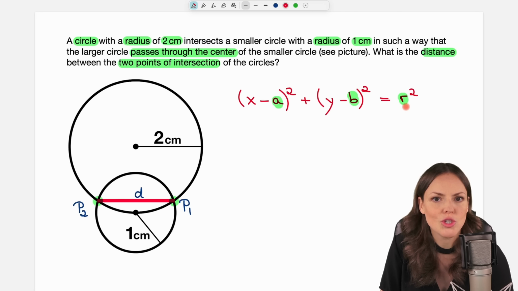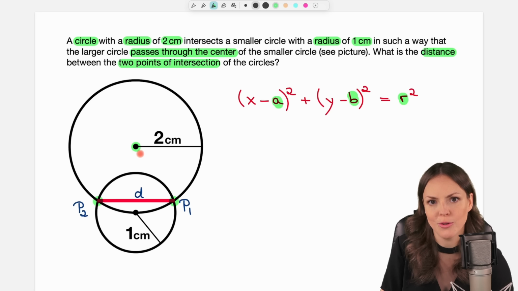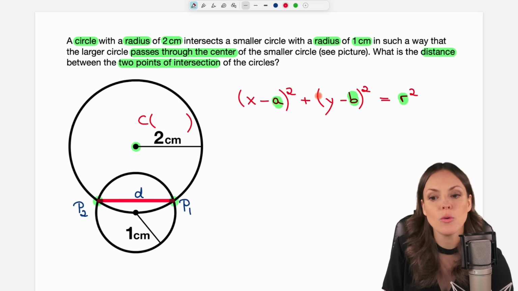r is the easiest. It's just the radius of my circle, and a and b belong to the center of my circle. So if I call this center C, this point C has these coordinates: a as the x-coordinate and b as the y-coordinate. So a and b always belong to the center of my circle. To find coordinates, we first of all need a coordinate system. We don't have any yet, so maybe we take this center point as the origin of our coordinate system.